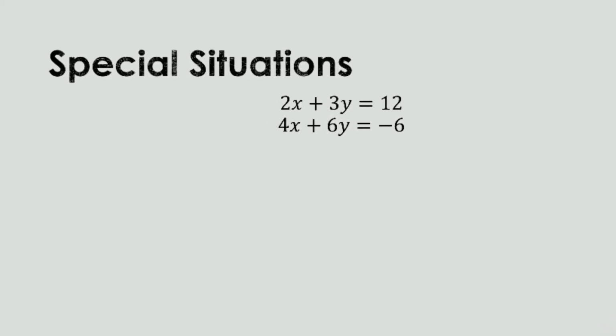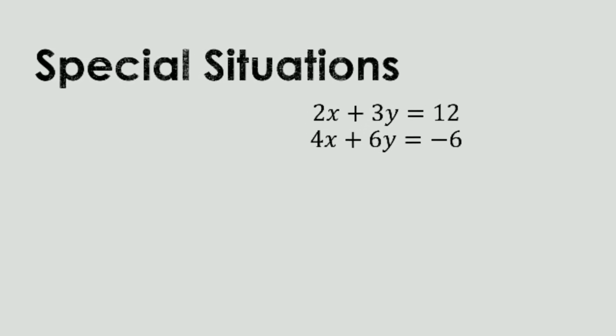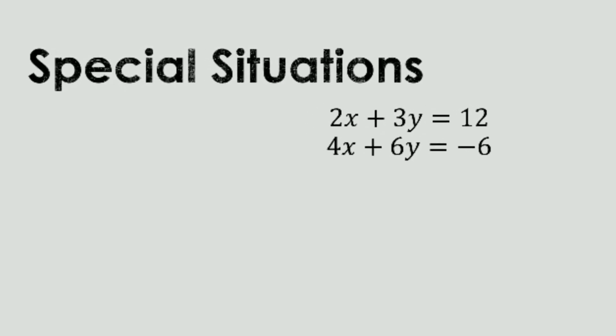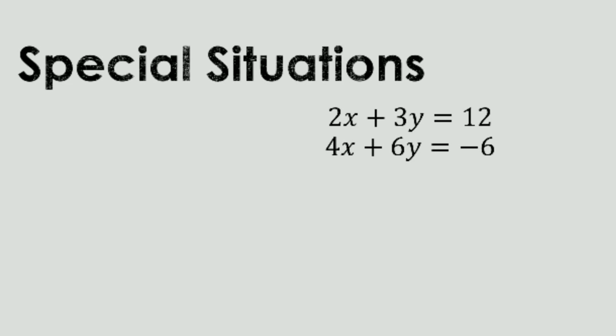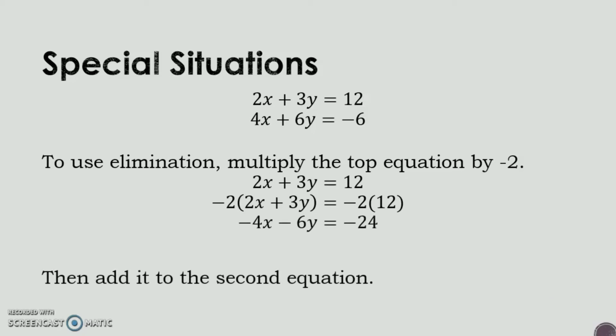All right, let's look at another example. In this one, these are both in standard form, so I'm going to use elimination. As it is right now, no terms are opposites of each other, so nothing's going to cancel. So I'm going to pick to multiply the top equation by negative 2. Then that'll cancel my x's. So when I do that, I come to negative 4x minus 6y equals negative 24.